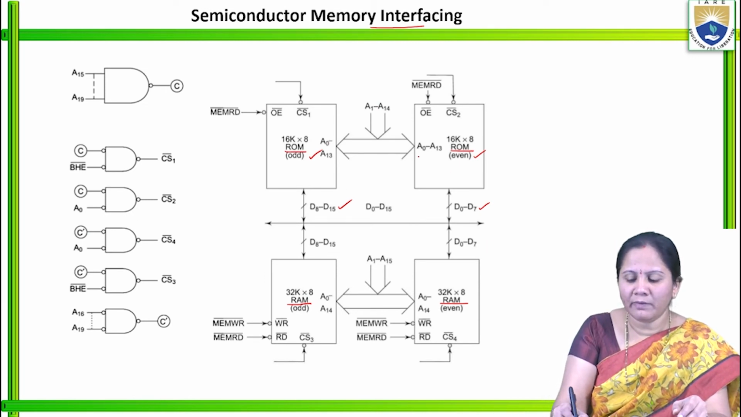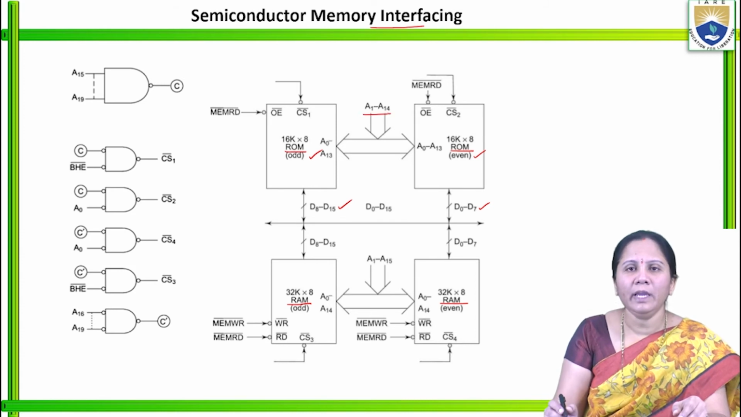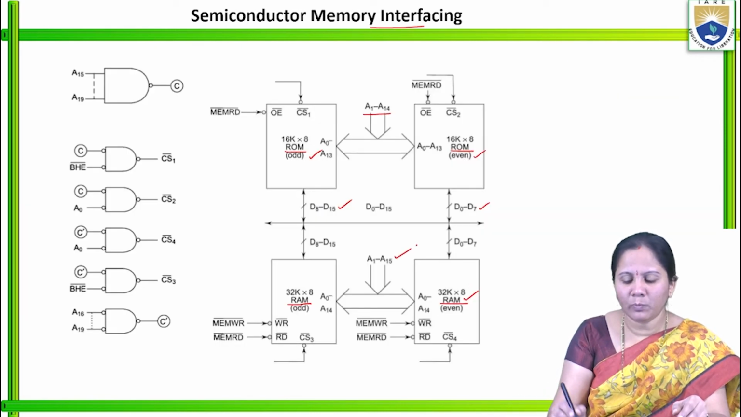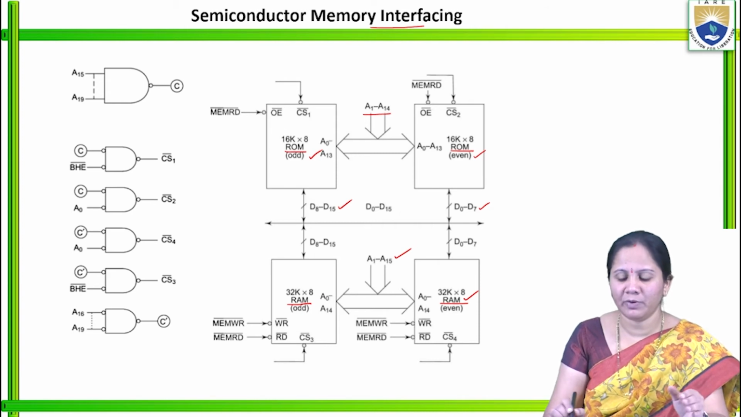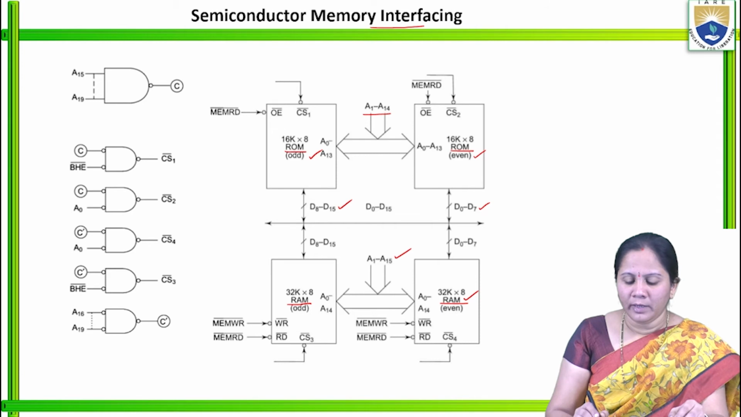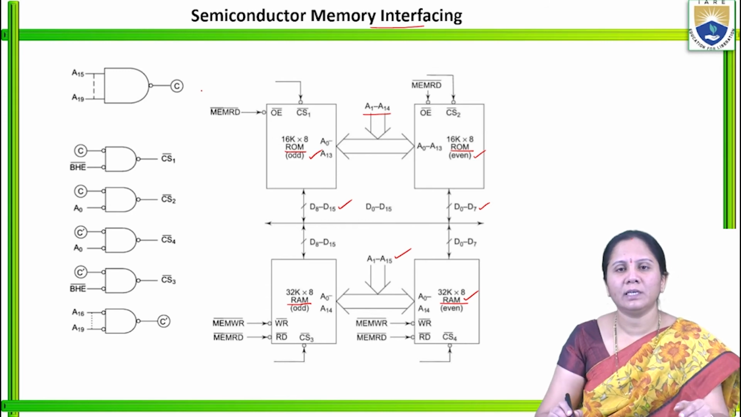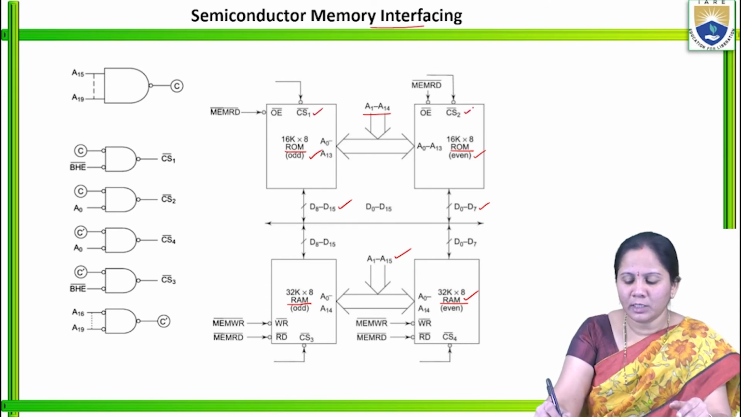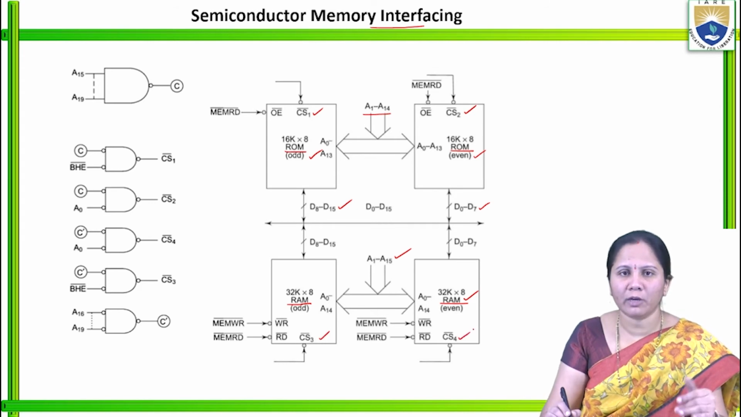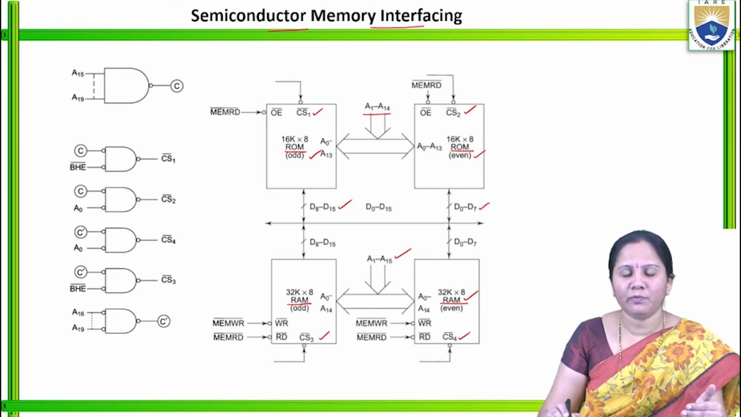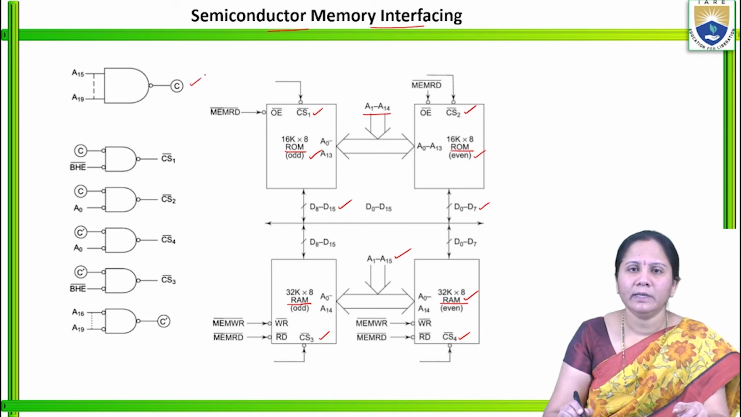So that is why here we have indicated A1 to A14. Whereas in the RAM, the number of address lines we have indicated is 16, so A1 to A15 address lines will be used. Previously in the example we used the decoder circuit to select the chips, like CS1, CS2, CS3 and CS4. But in this example, since both memories' address sizes are different, we are using the AND gate.